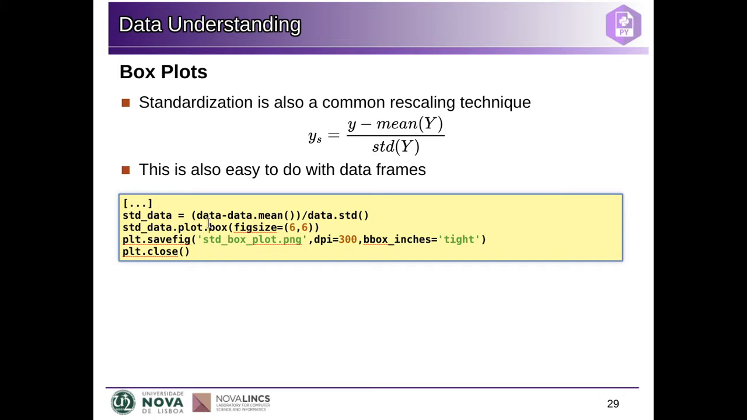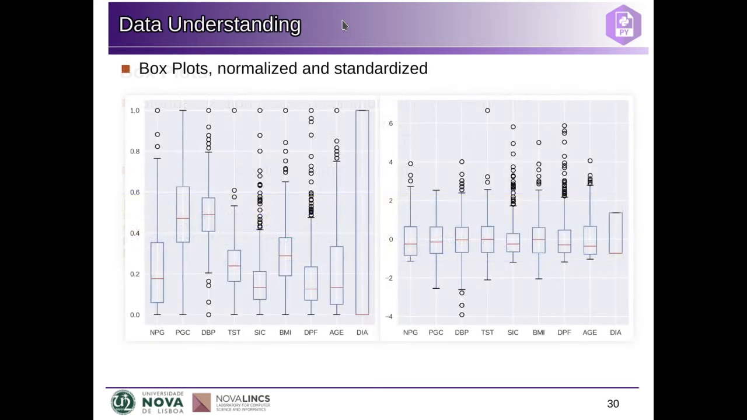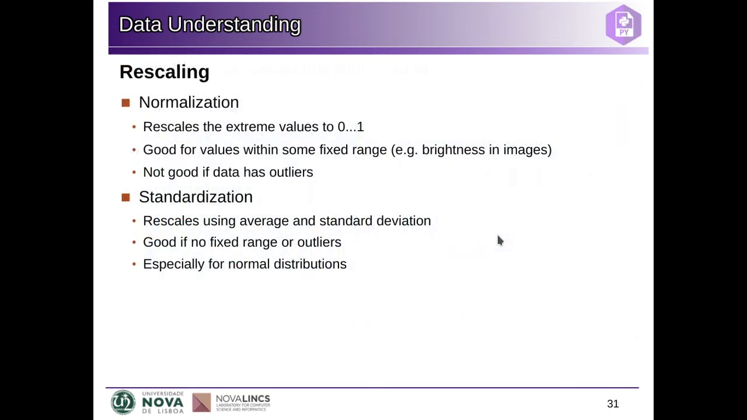So now we create the box plot again, and we have this result here. You can see the comparison. This is the normalized plot, so everything between 0 and 1. This is the standardized plot. Everything has a mean of 0. Of course, the median may not be the mean, but the mean is 0, and the standard deviation is 1. So depending on what kind of data you have, it may be better to do one or the other kind of rescaling, but in general, normalization is good when you know that your extreme values are fixed.